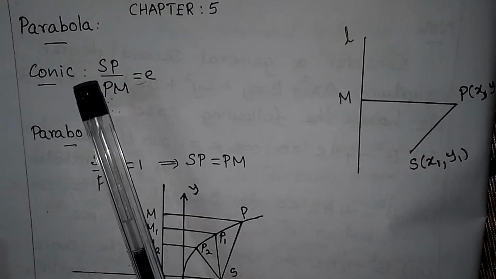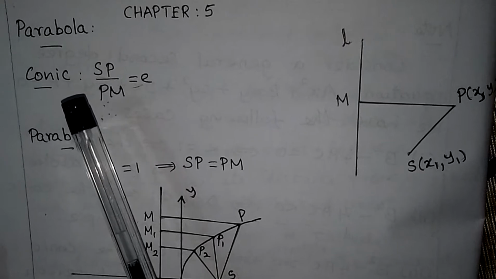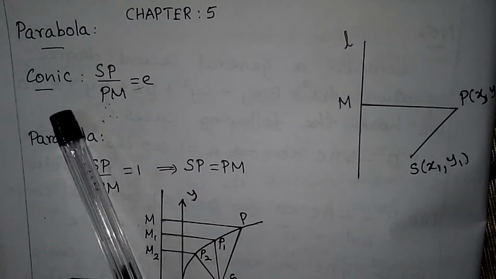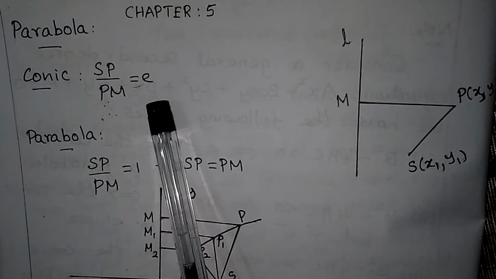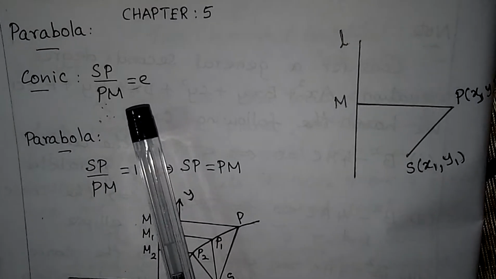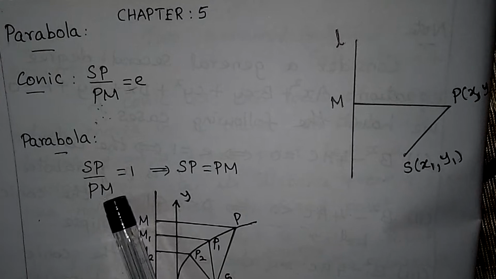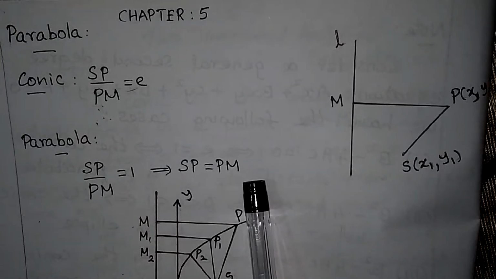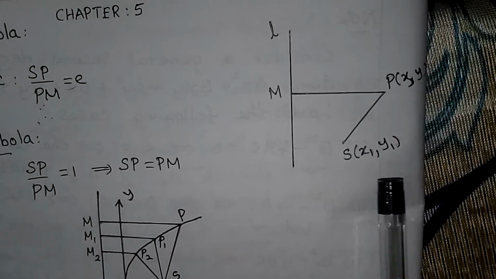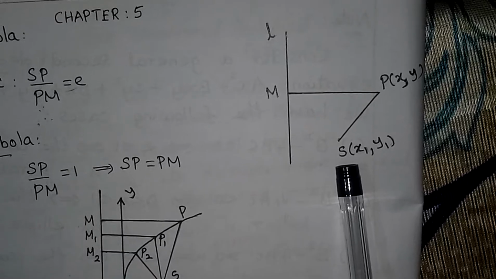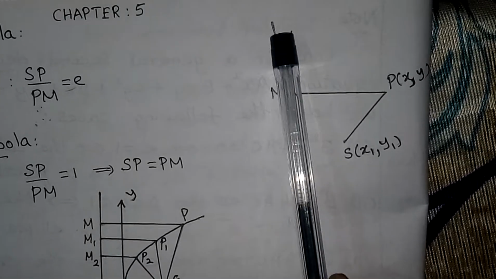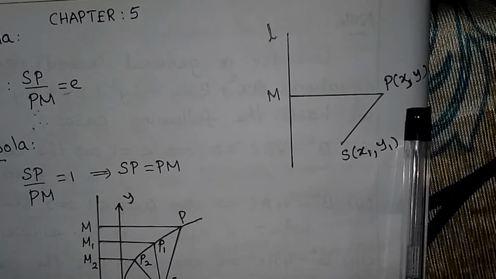Now we can see about the parabola. I said parabola, ellipse, hyperbola, everything we get from the conic only. This is the conic definition: SP by PM is equal to E. And parabola means this eccentricity value will be equal to 1. So E value 1 means we will get SP equal to PM. For a conic, what else do we need? A fixed point, focus, a fixed line, directrix, and a moving point x comma y.